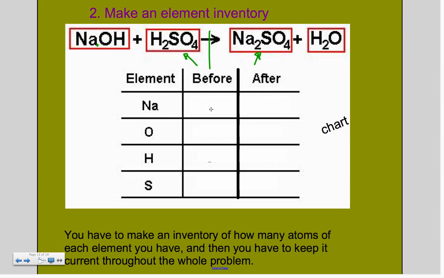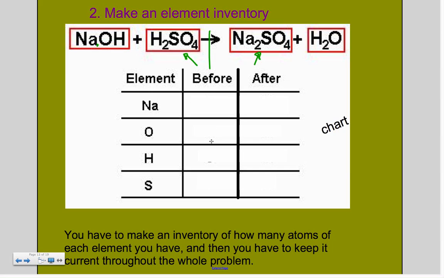And then I'm going to count them before and after the yield sign. So with sodium, if I come up here, because there's no number listed, I'm going to know that it's an understood subscript of 1. So in this box, I would write a 1.